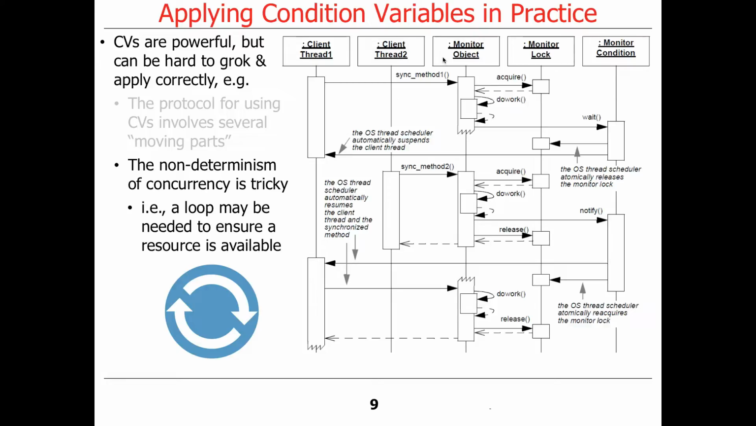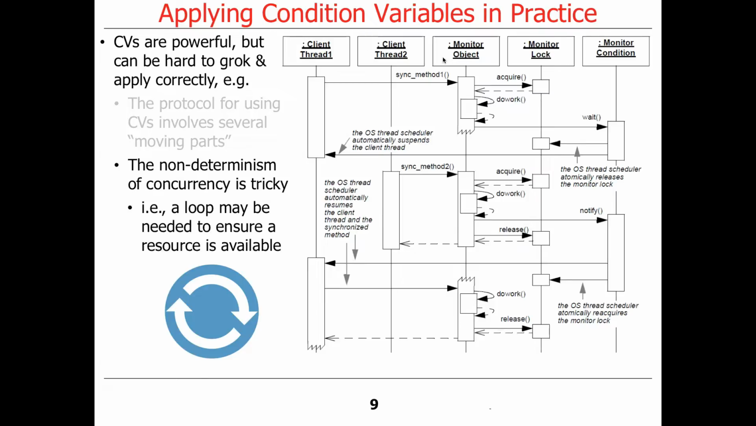Just knowing that you've been signaled is not enough to know whether or not you can make progress. And those two things typically throw people for a loop, no pun intended. And this diagram up here, which comes from a book I wrote, shows the canonical steps involved in using conditions and monitor objects, or monitor locks, to implement a monitor object.